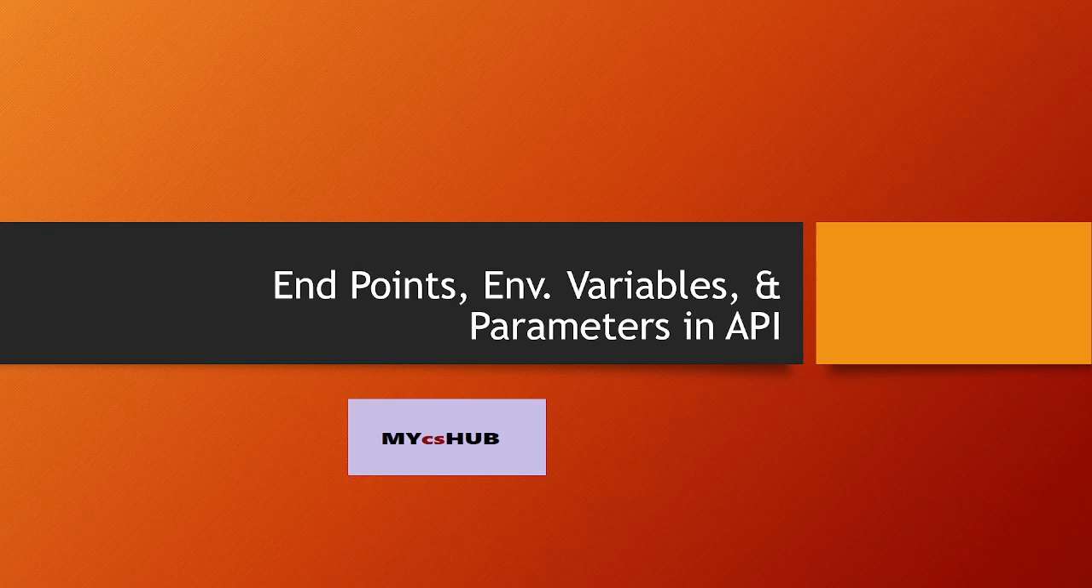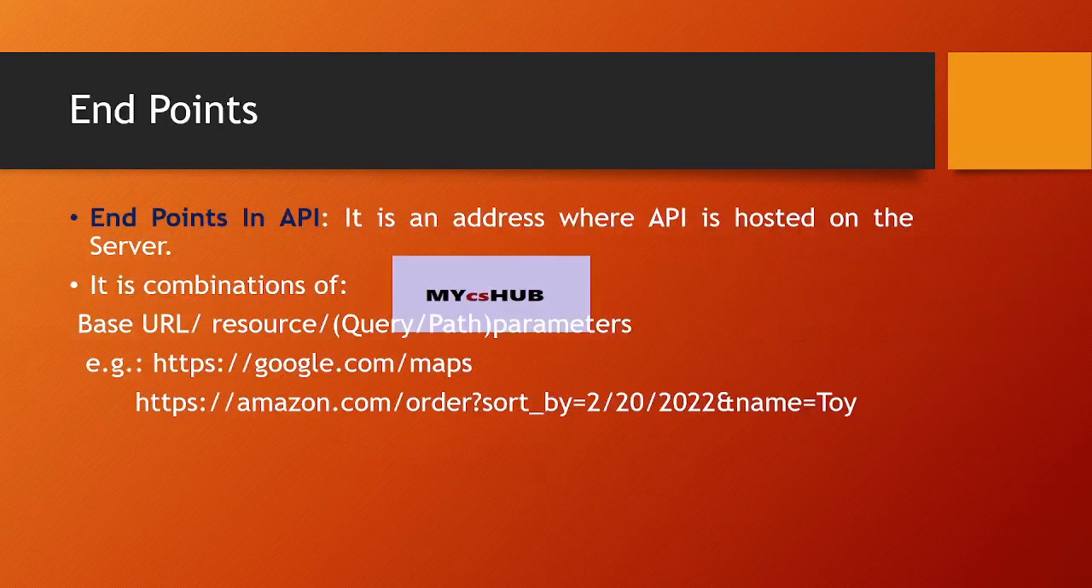Hello friends, today our topic is endpoints, environment variables, parameters in API. So let me explain to you about the endpoint first. It is an address where API is hosted on the server. It is the combination of URL, resource, query or path parameters, etc. So these are the two examples you can see of how endpoints are created.